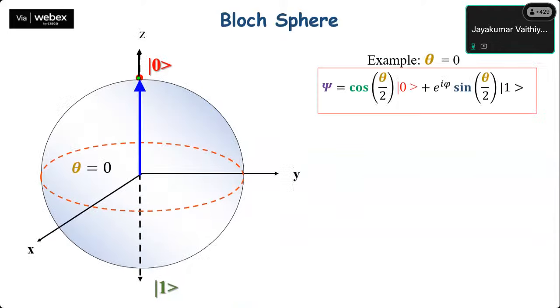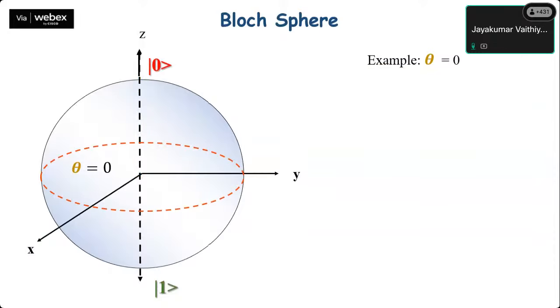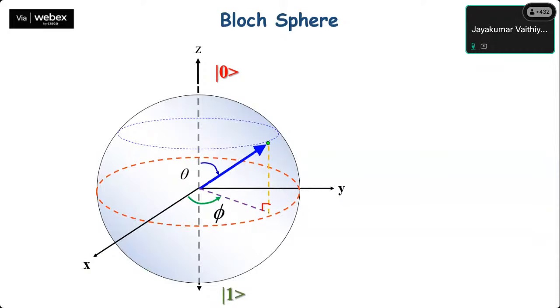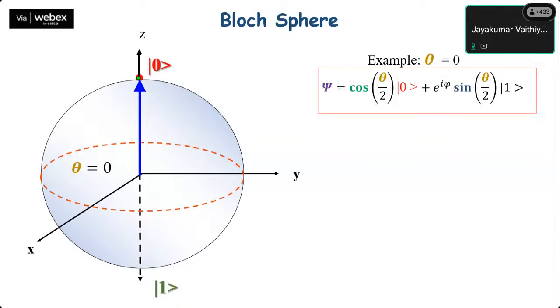In the previous class, we discussed all this stuff. I just try to recall. So here d equal to 0. D equal to 0 means it will point to North Pole. Recall from the previous slide: if d equal to 0, this vector is pointing to North Pole. So this is the logic.